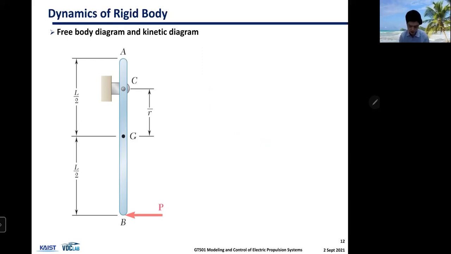of a rigid body. So when it comes to 2- or 3-dimensional examples, things can be more difficult to visualize and analyze dynamics. So what people often use is to draw a free body diagram and kinetic diagram. So this is called a free body diagram.